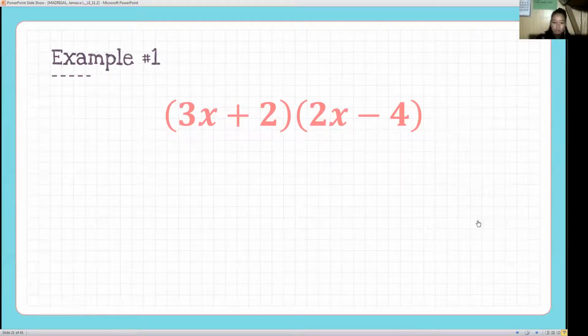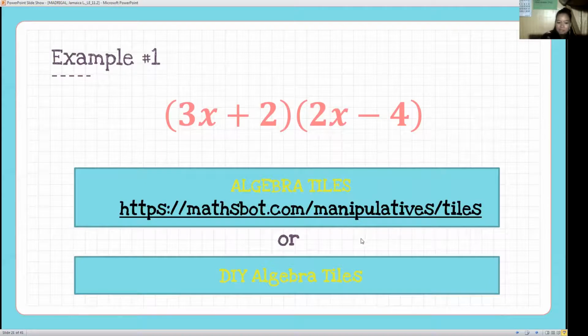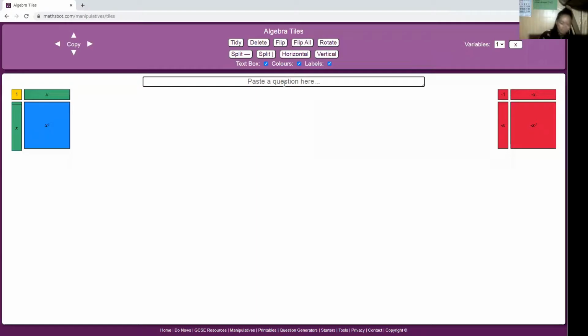So I am going to use this website, mathsbot.com/manipulative/styles, to illustrate these terms so that we can find the product of these two terms. But if you don't have extra data to visit this website, you can use your DIY algebra tiles. So let's try. Let me share the website. So I have here, let me paste the question. 3x plus 2 multiplied by 2x minus 4.